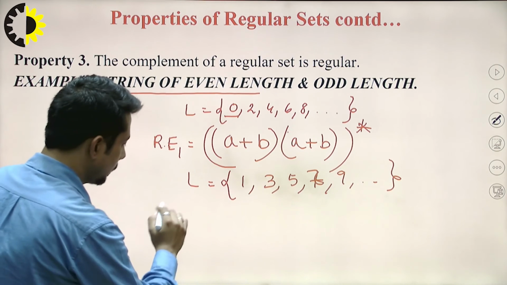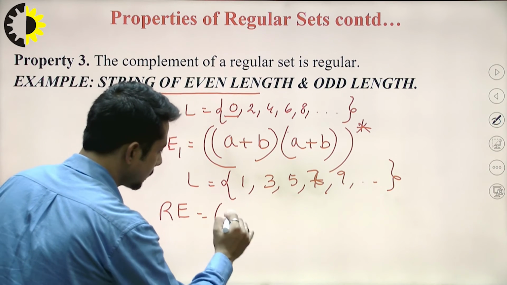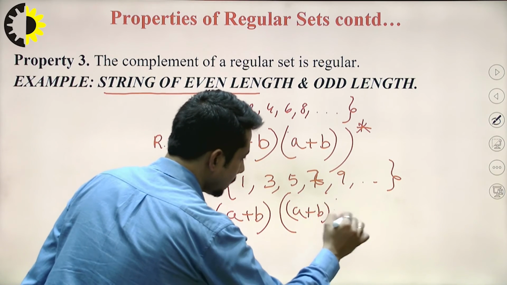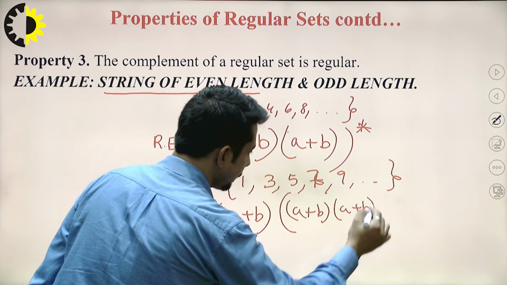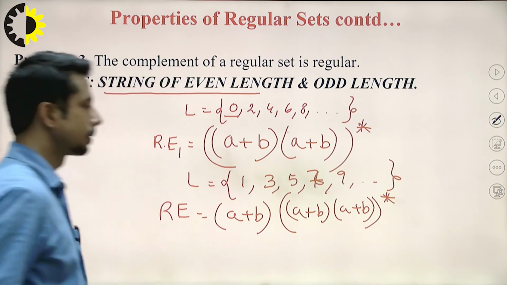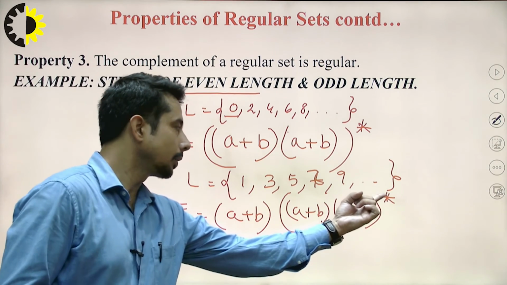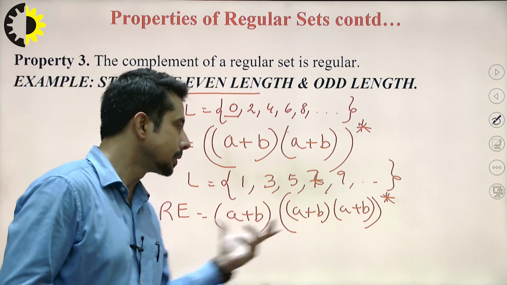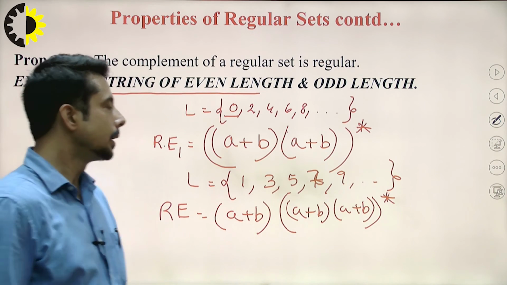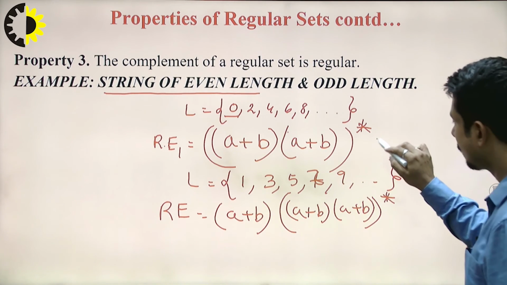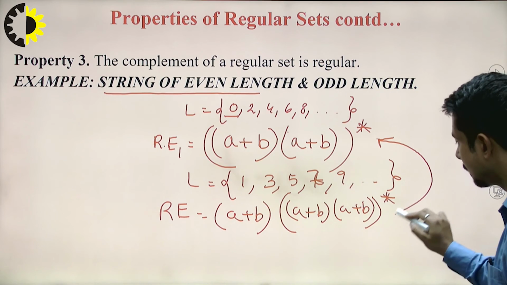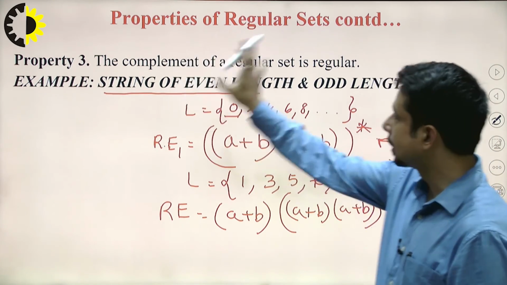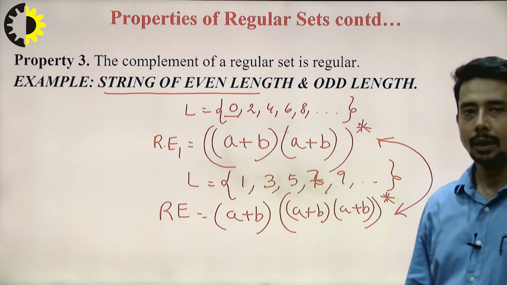And what will the expression be? The expression will be like this: (A plus B)(A plus B)(A plus B), okay, whole to the power asterisk. So, if the asterisk value is 0, then the length equals 1, then 3, then 5, then 7 and keep on going. That means if we take the complement of this expression, we get a regular expression. So, that is why complement is also closed under the regular sets. I hope it is clear.